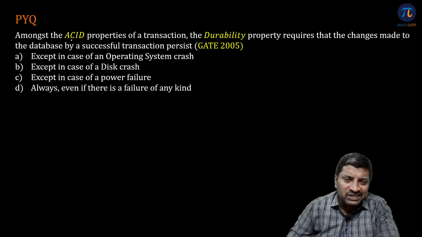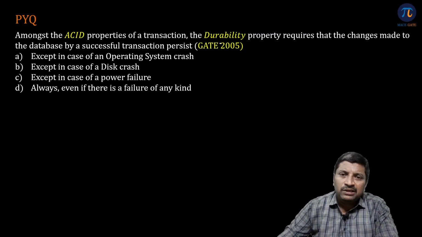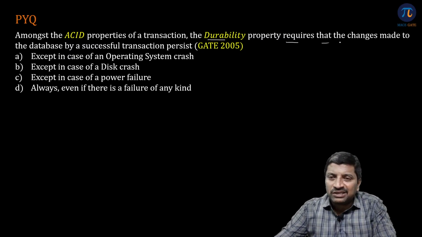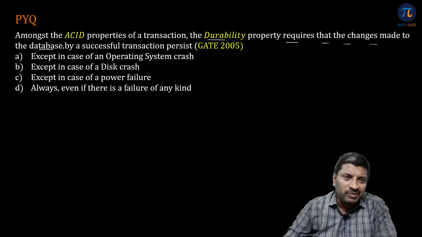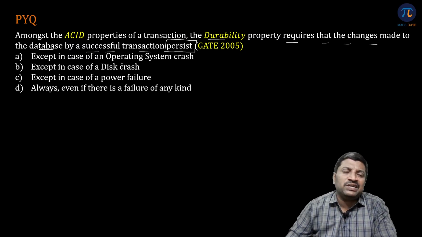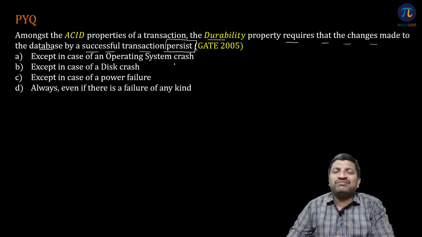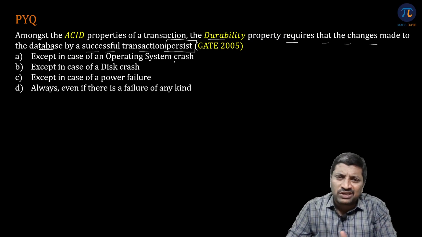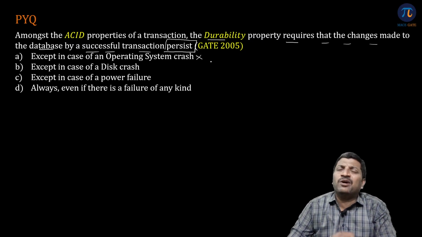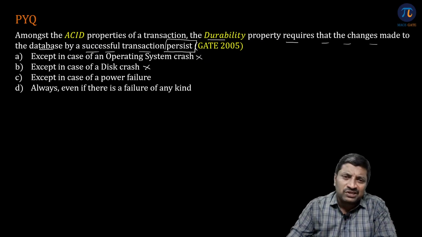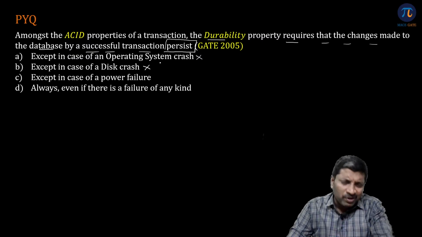Among the ACID properties of a transaction, durability requires that the changes made to a database by a successful transaction persist, except in case of operating system crash. Sir, if the operating system crashes, am I responsible? Is the customer responsible? No, sir. The customer doesn't mind whether the operating system crashes or the hard disk crashes.